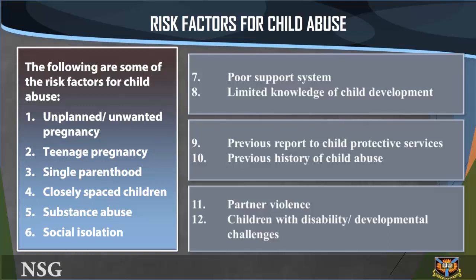1. Unplanned or unwanted pregnancy. 2. Teenage pregnancy. 3. Single parenthood. 4. Closely spaced children. 5. Substance abuse. 6. Social isolation. 7. Poor support system. 8. Limited knowledge of child development. 9. Previous reports to Child Protective Services. 10. Previous history of child abuse. 11. Partner violence. 12. Children with disability or developmental challenges.